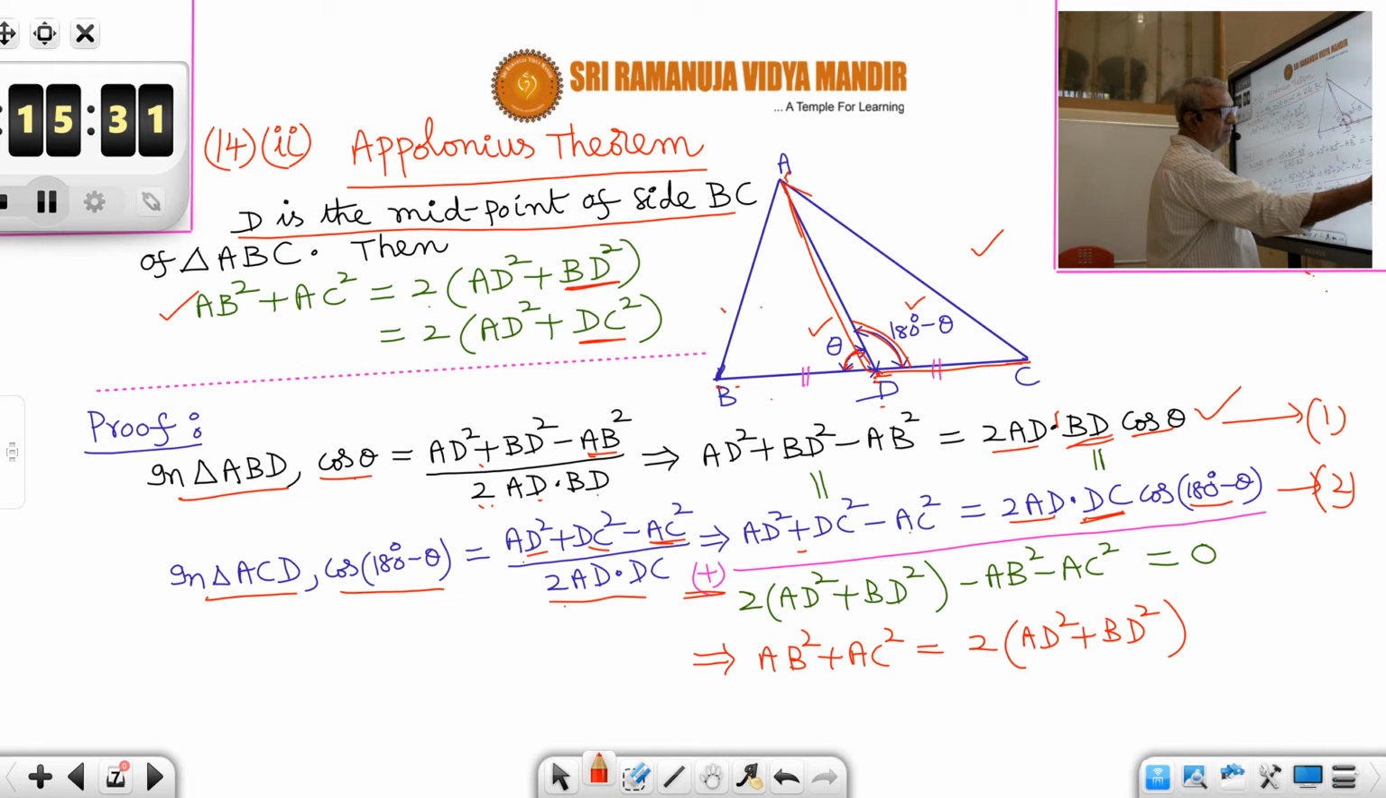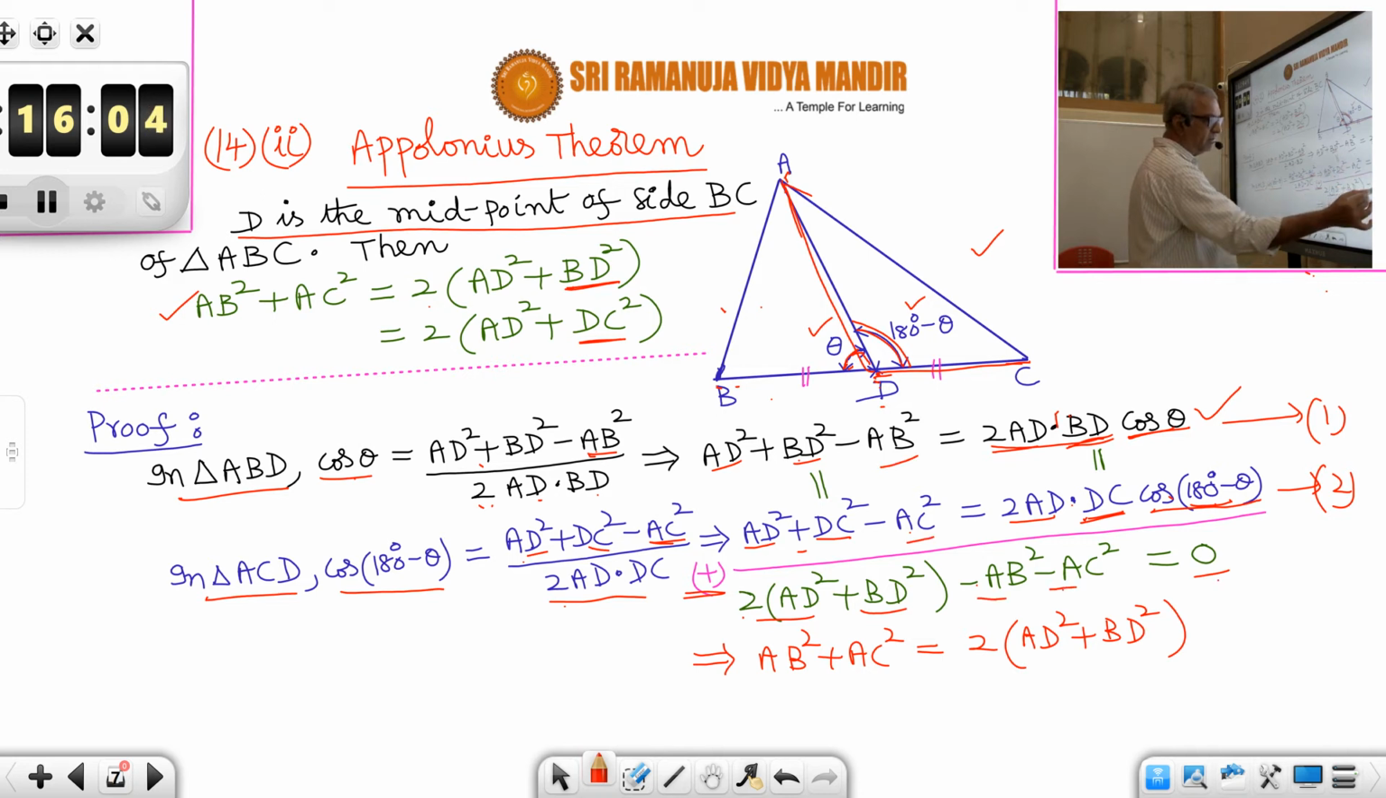What is cos 180 minus theta? Minus cos theta. So everything is same except this factor is cos theta. Same factor here is minus cos theta. Therefore, if you add them, you will get right hand side 0. What is on the left hand side? Let us see. 2 times AD square. And you know that BD and DC are equal because D is the midpoint. So 2 times BD square I can say. Okay. Minus AB square minus AC square. Right side it is 0.